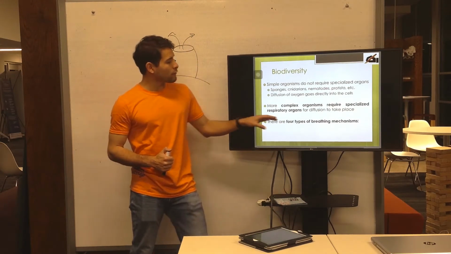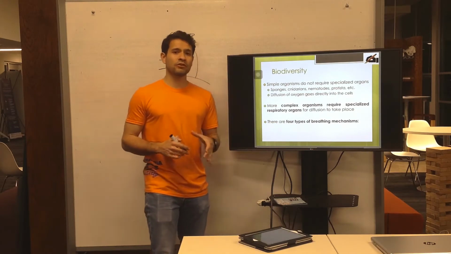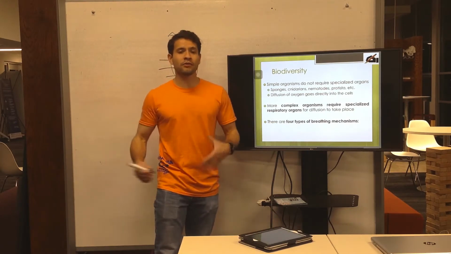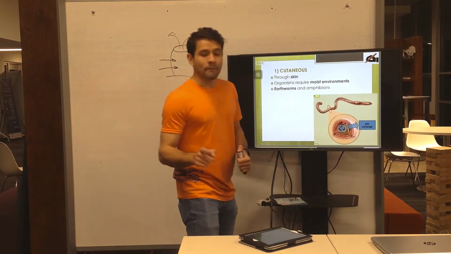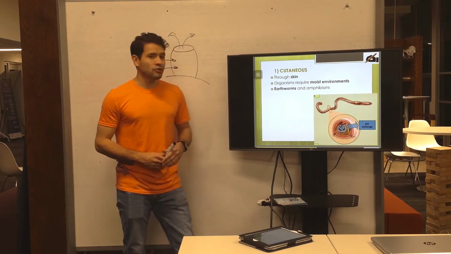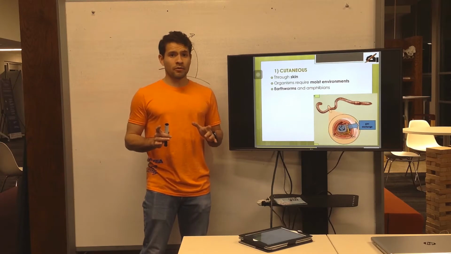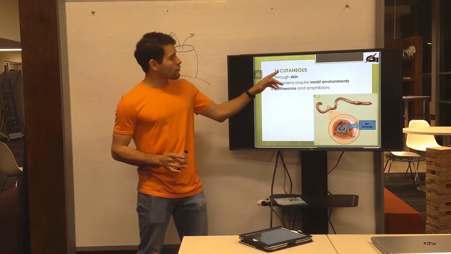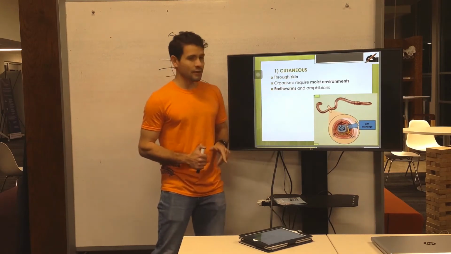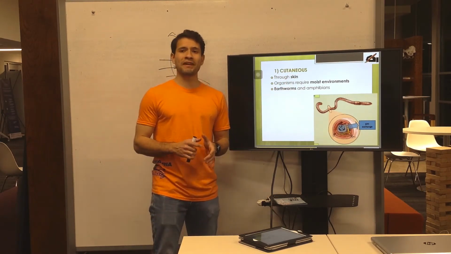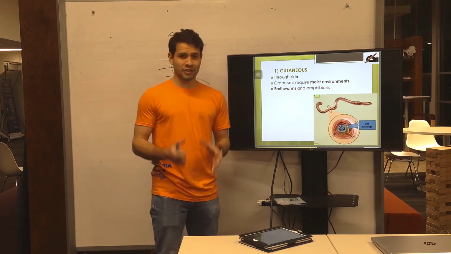Now we will be talking about 4 types of breathing mechanisms, 4 types in which different types of animals are going to be breathing. The first type of breathing mechanism is going to be the cutaneous breathing mechanism. Now, I want you to remember this forever. Every time you hear the word cutaneous, it's going to refer to skin. And that's why it says through the skin. The cutaneous breathing mechanism means that animals are going to be absorbing the oxygen through their skin.